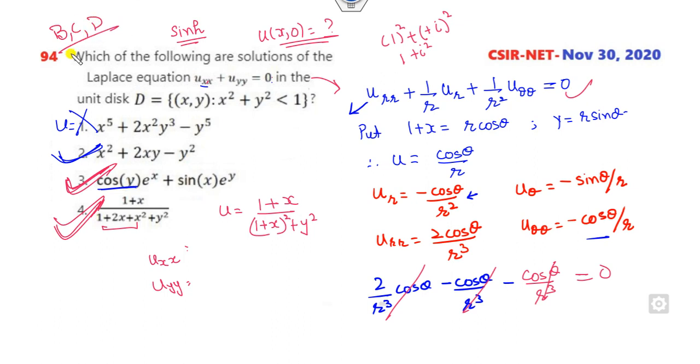So B, C, D are the correct options of this problem. You can see there are several shortcut tricks I can explain to you, which will help you in the coming examinations in a very simple manner.